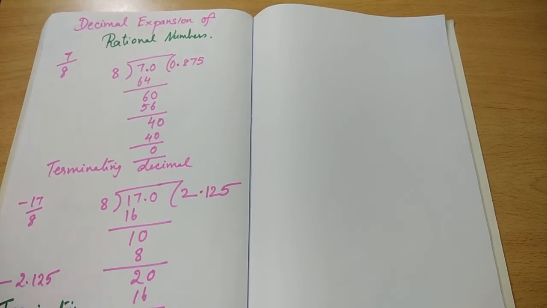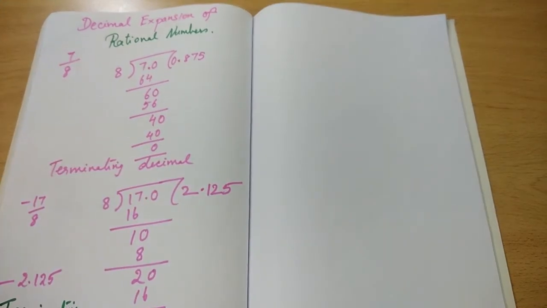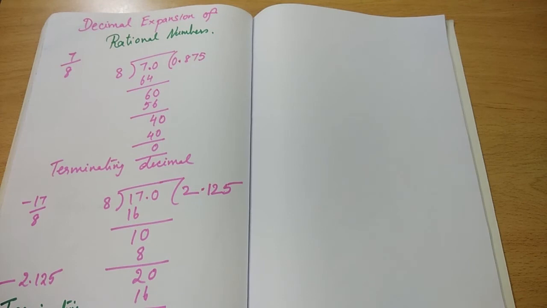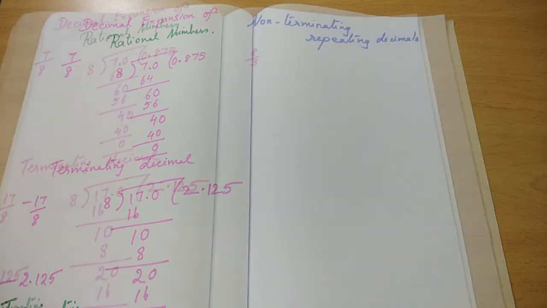Now what is the other kind of decimal? Non-terminating decimals. The decimal expansion can also be non-terminating. Now, non-terminating decimals, there can be two types. It can be non-terminating recurring or non-terminating non-recurring. We'll see about this in the next video.